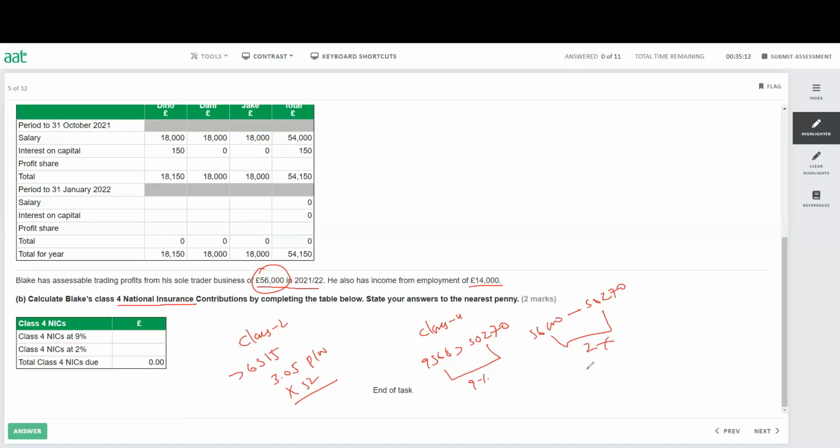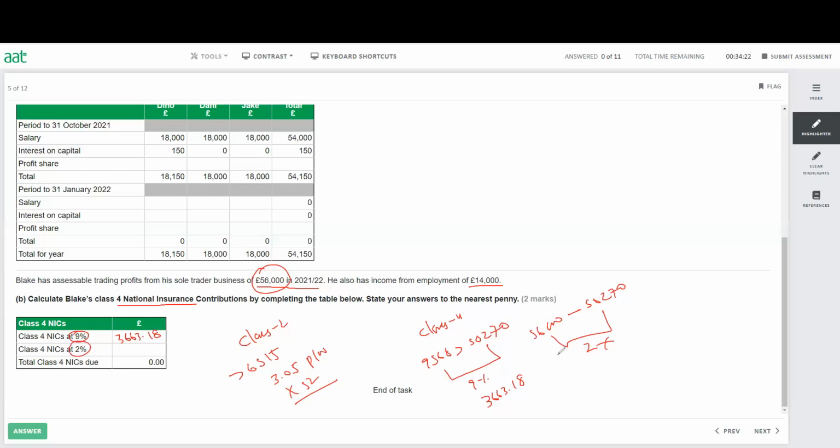So we have here 50,270 minus 9,568 times 9%, sorry, not 2%. So we'll have 50,270 minus 9,568 times 9%. And that will give me 3,663.18. That's for the 9% one. And the next one we have here, class 4, 2%.